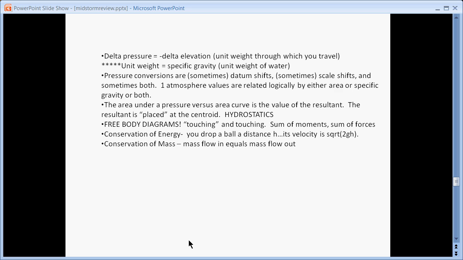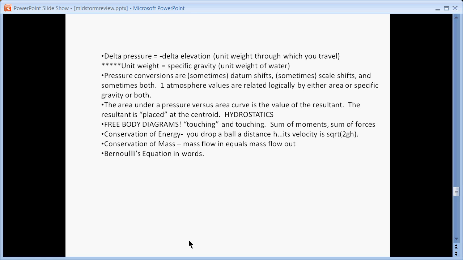Conservation of mass. If there is no storage in the system, the mass flowing in equals the mass flowing out, or the mass flowing through any point in the system is equal. That very often looks like Q1 equals Q2, or velocity times area equals velocity times area. That is because if the unit weight or density is not changing, you can take those factors out of the equation.